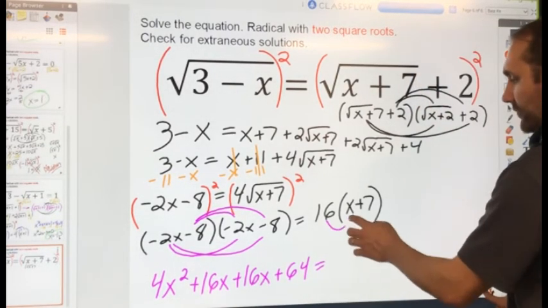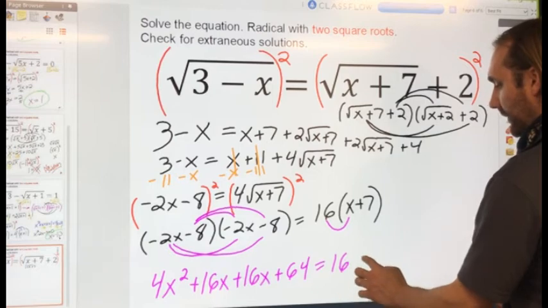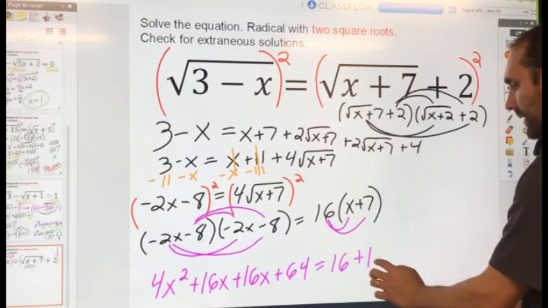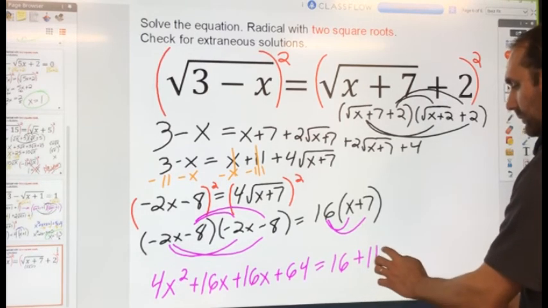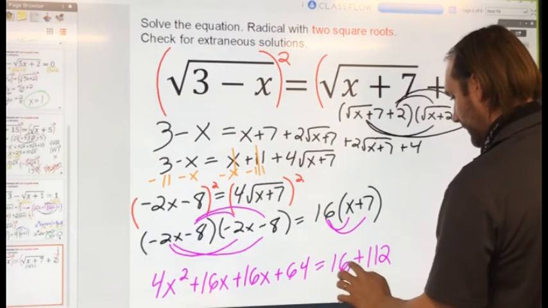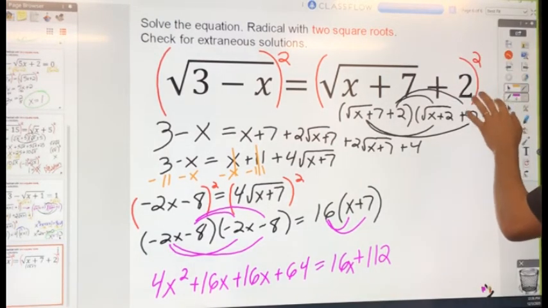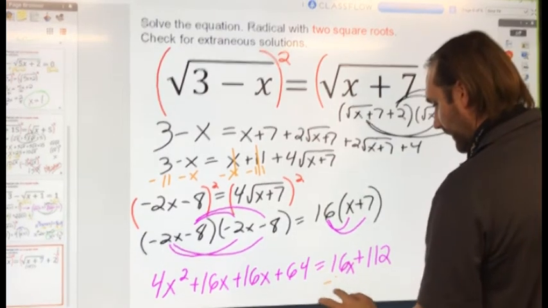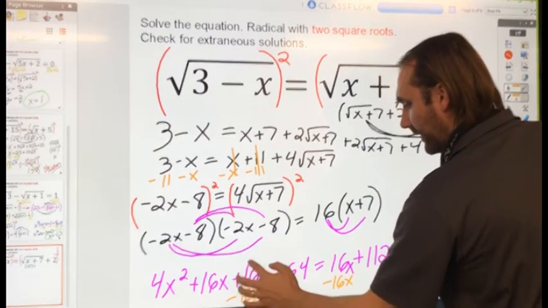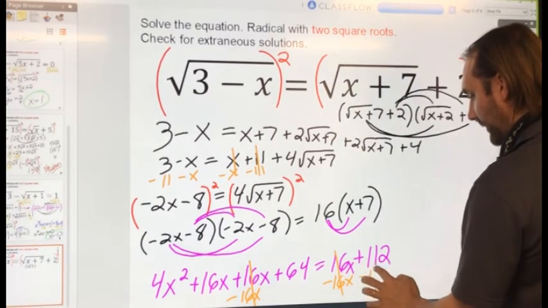That equals, let's distribute this, 16x plus, what's 16 times 7? 112. This should be an x. So now let me move everything to one side so I can solve this quadratic. Luckily, when I move a 16x over, it cancels with one of my 16x's. And let me subtract 112.